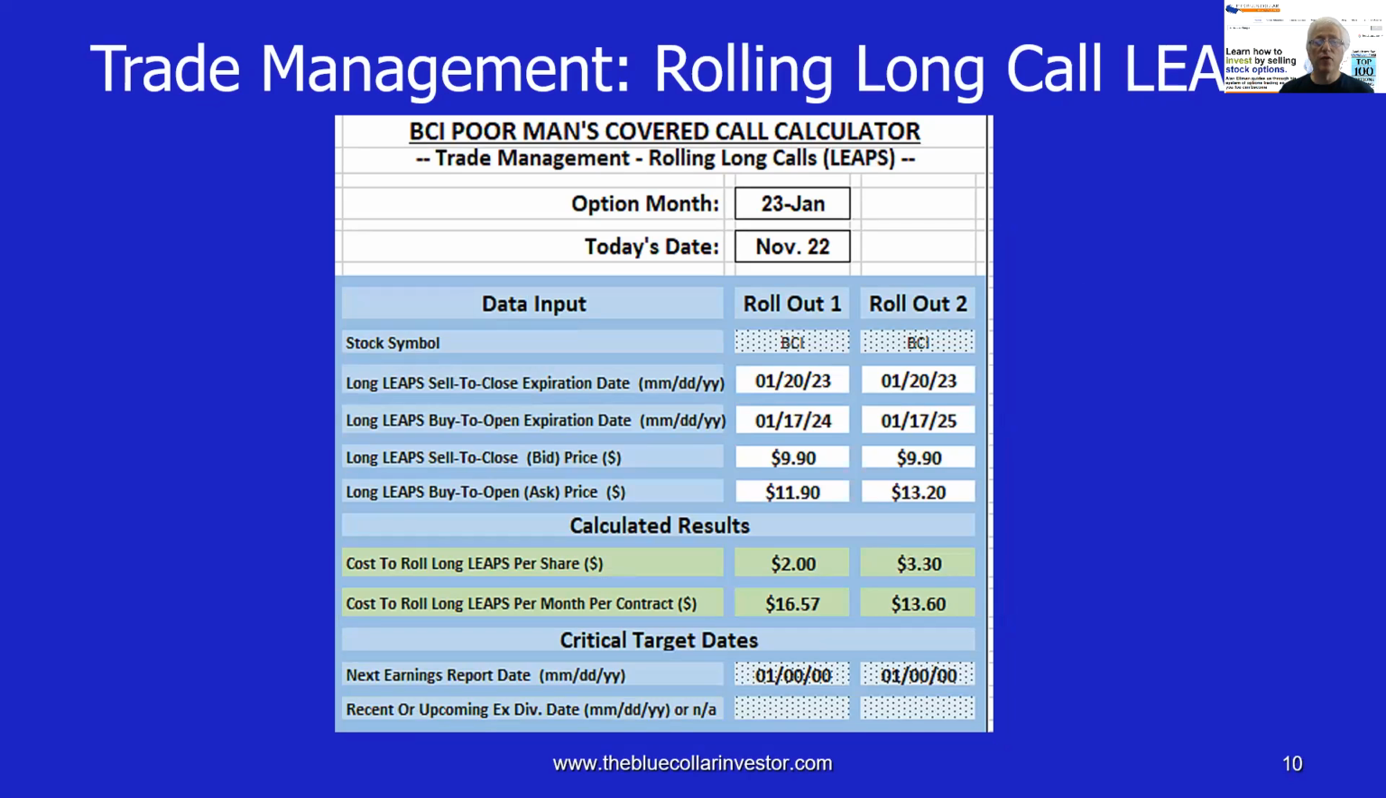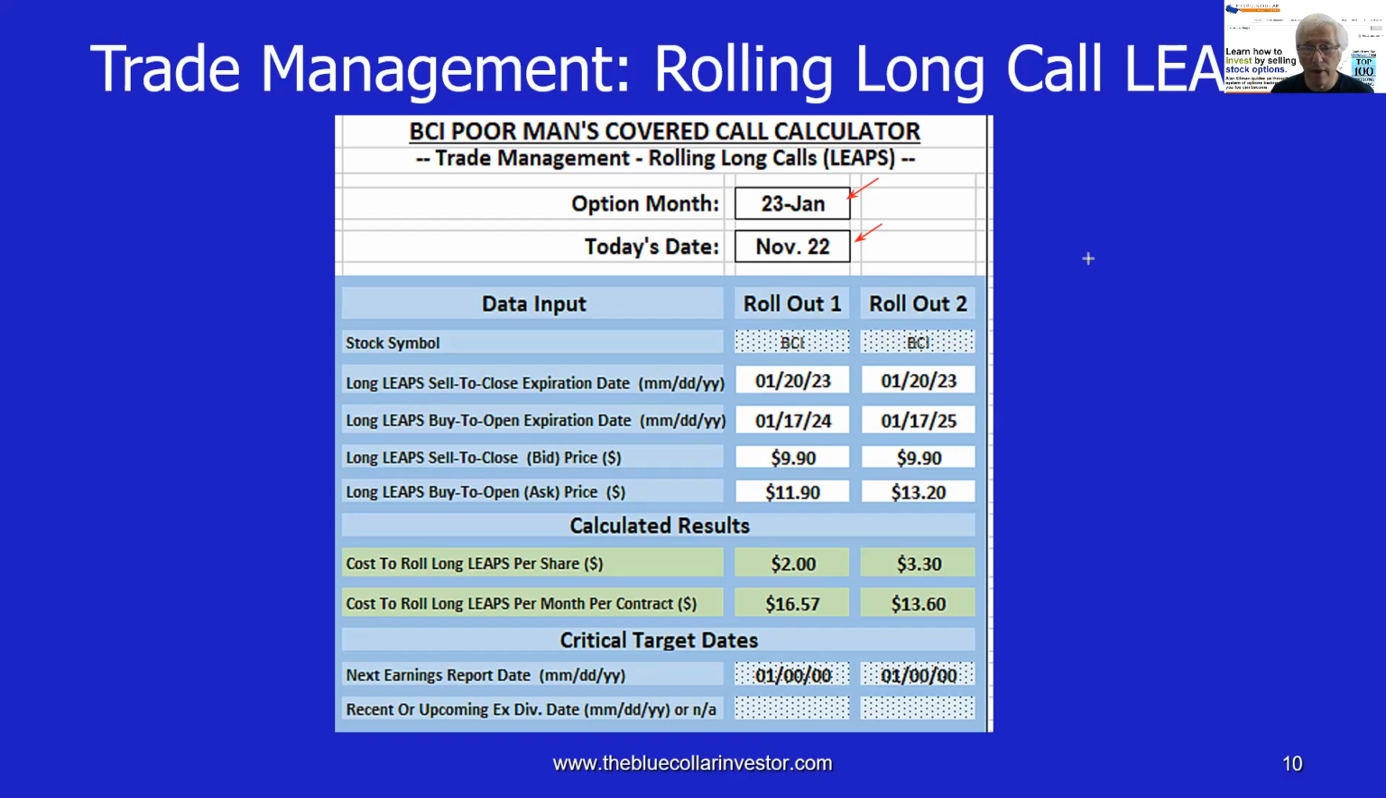Okay, let's move on now to rolling the long call LEAPS. Every option expires. In the case of LEAPS, it expires one year out or two-plus years out. In this particular case, the spreadsheet will show us. So initially, we went with the LEAPS in January 2023. Today's date is November 2022.